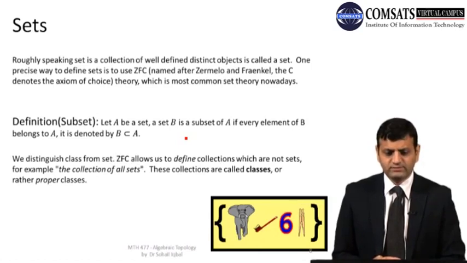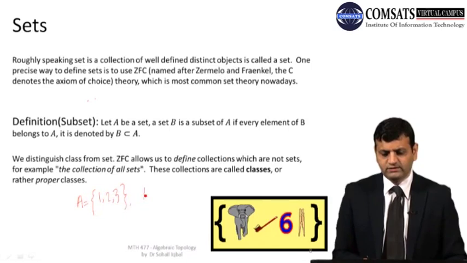What is a subset? A is a subset of B if every element of A is also an element of B. For example, if A = {1, 2, 3} and the set B = {-1, -2, 0, 1, 2, 3, 4}, then every element of A is also an element of B. A has an element 1, which is also an element of B. A has an element 2, which is also an element of B, and A has the third element 3, which is also an element of B. So we can say that A is a subset of B.